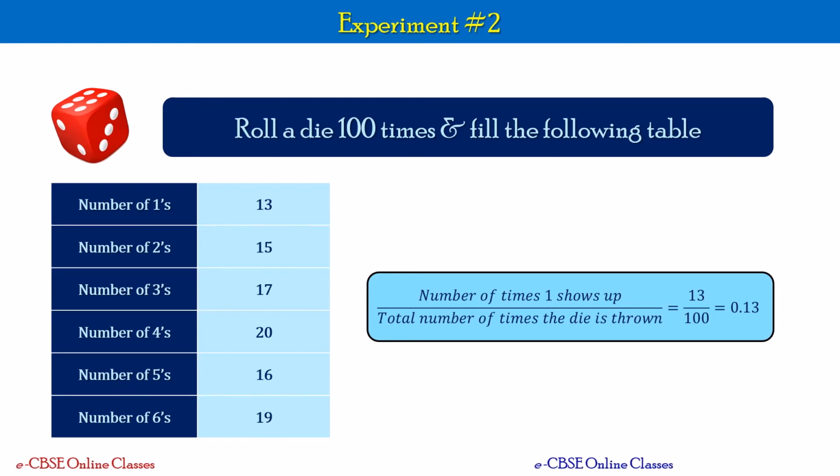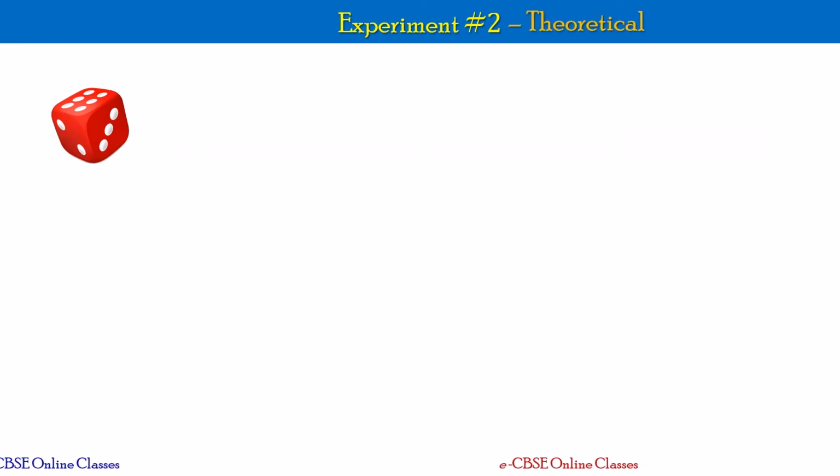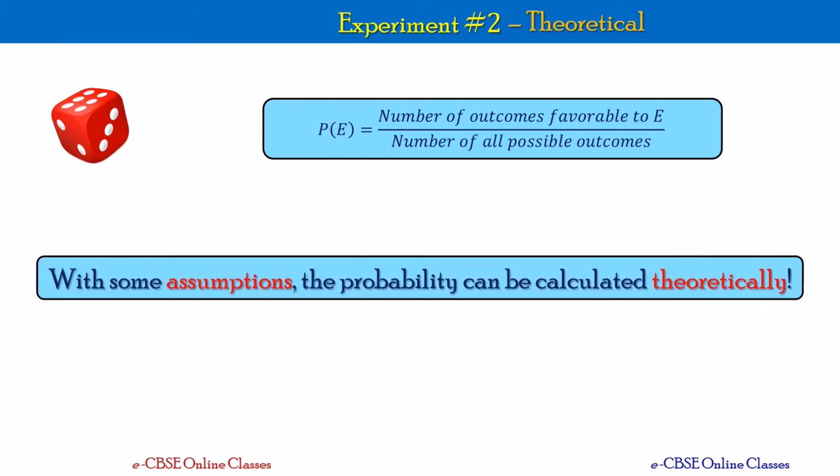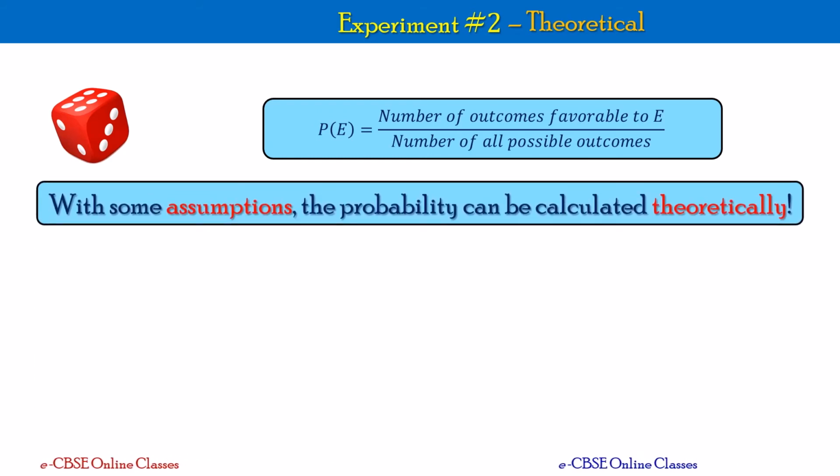But now if you repeat this experiment multiple number of times, the outcome of calculation of probability will be different, right? Now let's see what would happen if we calculate the same thing theoretically. Again, the equation is P of E is equal to number of outcomes favorable to event E divided by number of all possible outcomes. And as I said, with some assumptions, the probability can be calculated theoretically.